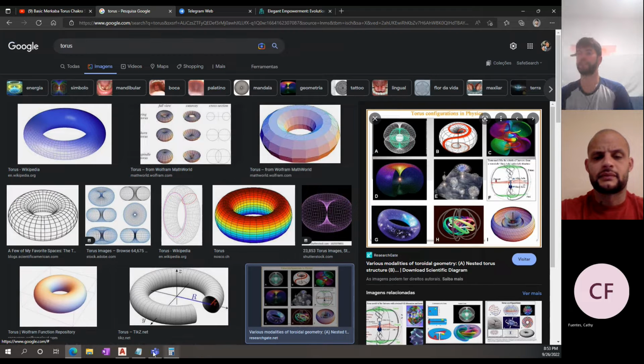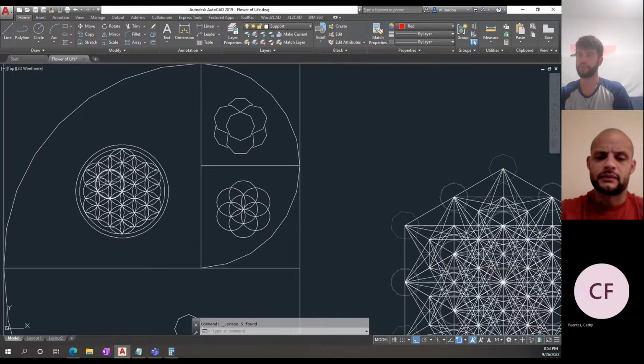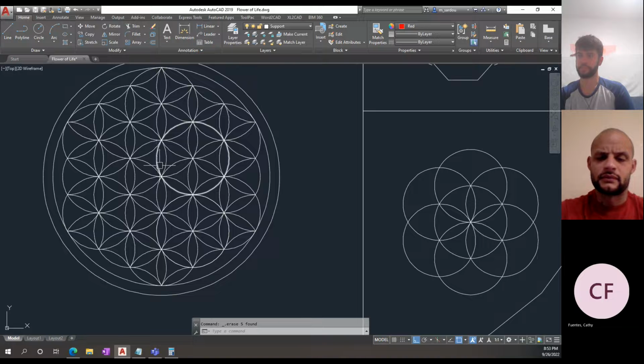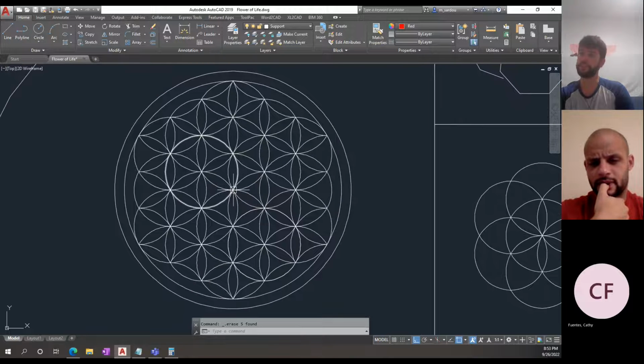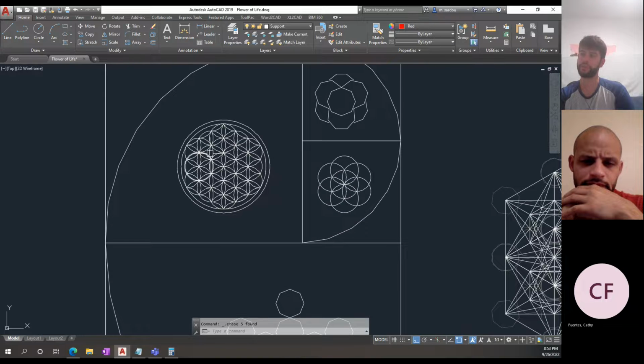And some say that the flower of life is also the torus. That one is hard to see. I don't know if you guys can see it, but there is a singularity in the middle, and we have the circle around it. But for me, that one is a little harder to see.